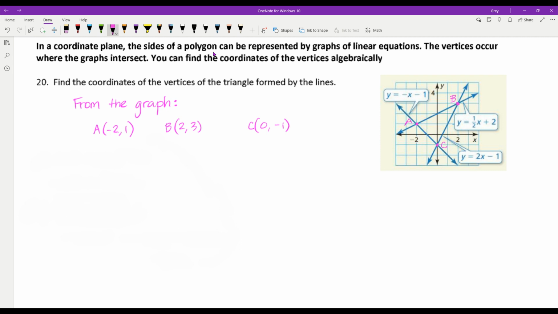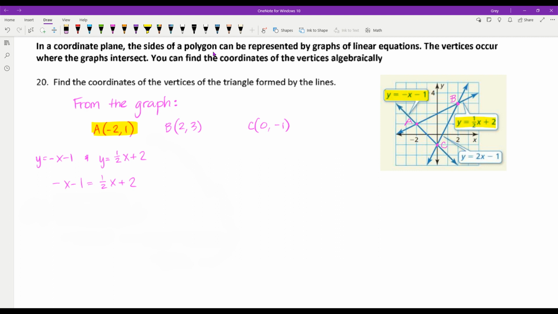But just in case you have a problem like this and you cannot see it from the graph, I want to remind you that you can find it algebraically. So if I'm going to find this point of intersection, I'm going to find the point of intersection of this equation and this equation, because where those two meet is point A. So I'm using y equals -x minus 1 and y equals 1/2 x plus 2. If you remember way back when, you use either substitution or elimination to solve this problem. I'm going to use substitution because they're both equal to y. So I'm going to set -x minus 1 equal to 1/2 x plus 2.